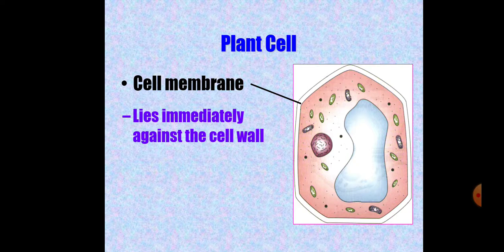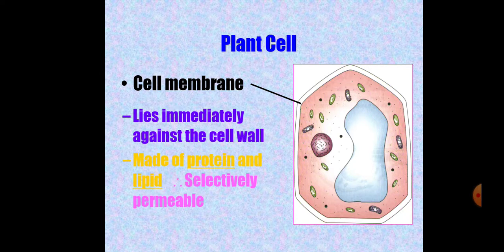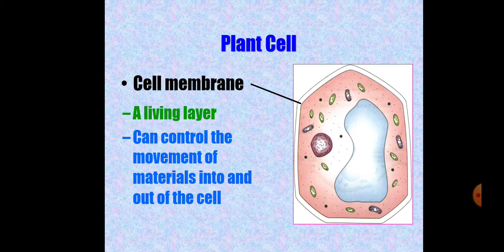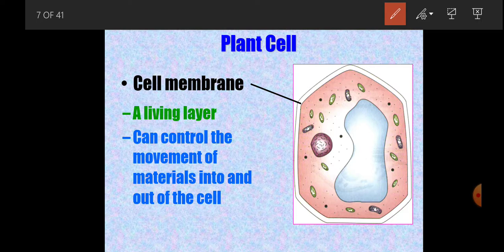So the cell membrane, as you can see, lies immediately inside the cell wall, and it is made up of lipids. The other names for a cell membrane are plasmalemma or plasma membrane. It is a very important structure, especially in the topic of cell physiology that we shall look at later. Its function is normally to control the movement of materials in and out of a cell.